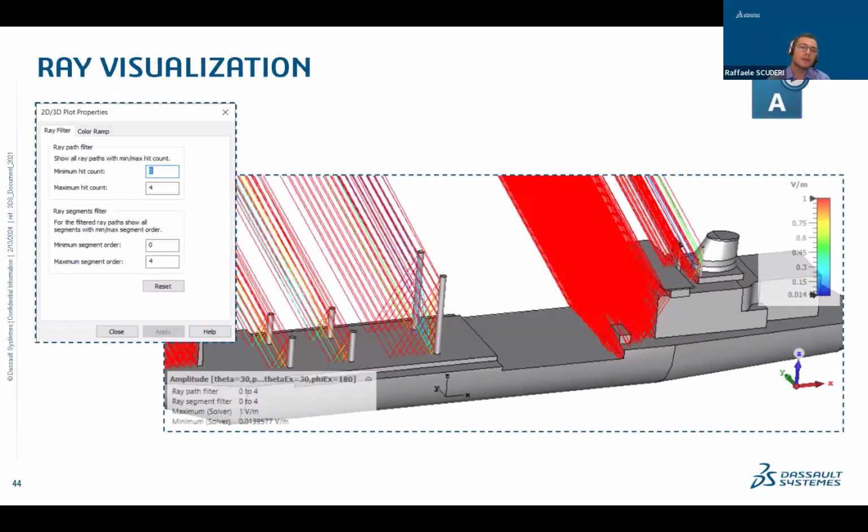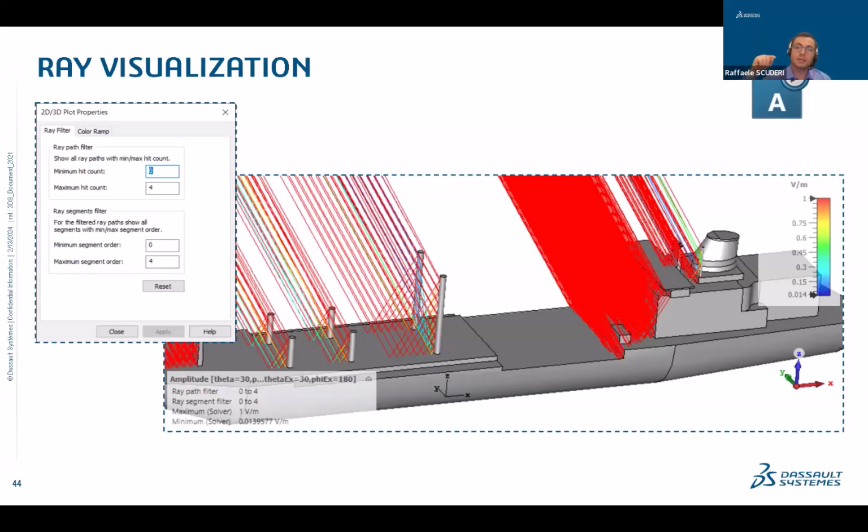Let me show you another important diagnostic analysis, which is available for the asymptotic solver. As you know, the asymptotic solver is an SBR method, shooting and bouncing rays. So if I calculate the rays and I have the possibility to visualize them, that's certainly a very good plus. Why is that? Because I can easily understand where this contribution is coming from. Is it just a first order reflection?